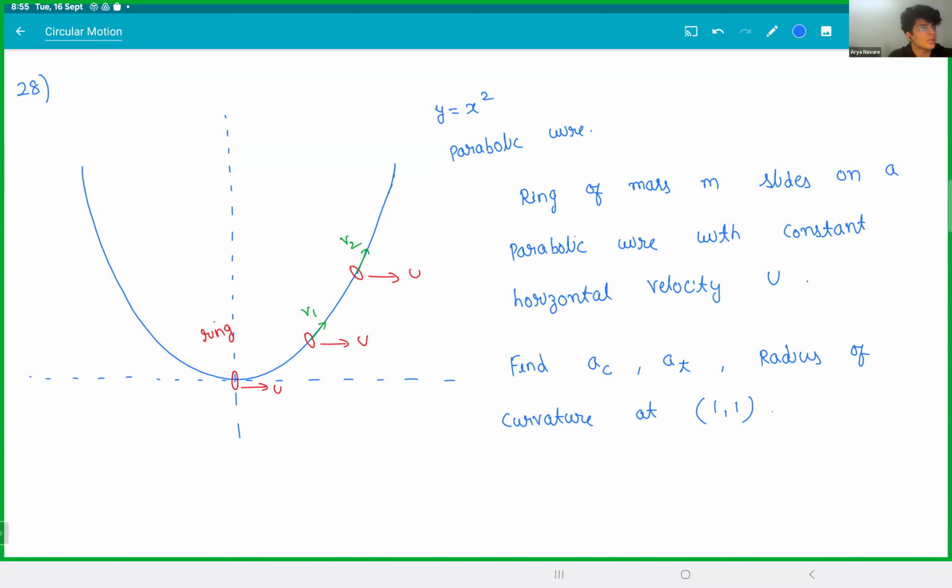Gravity and everything else is there, but it doesn't matter. Gravity doesn't matter. Even if it is there, it is not there.